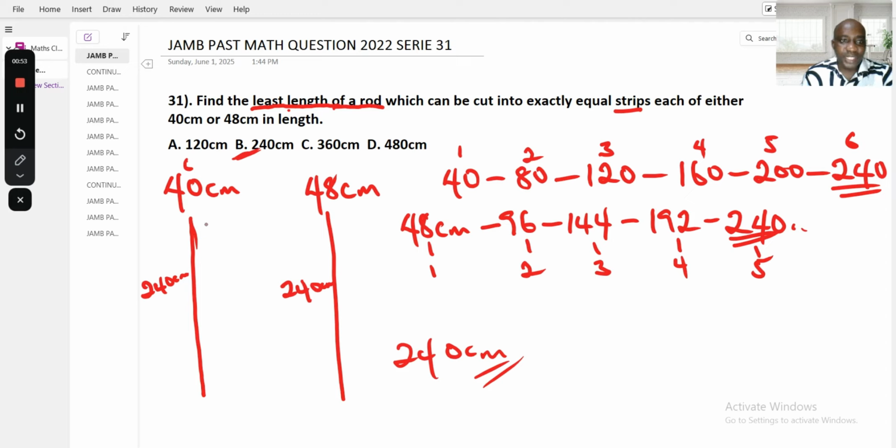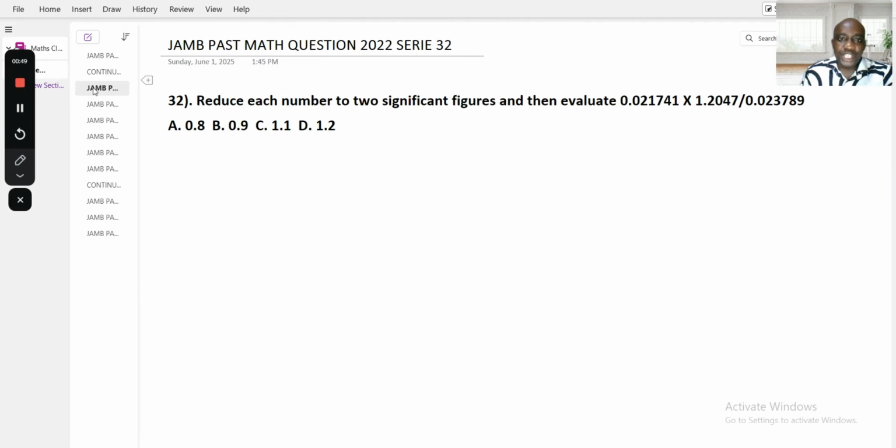Now let's move to the next question. Reduce each number to two significant figures, then evaluate. Let me write out the question.